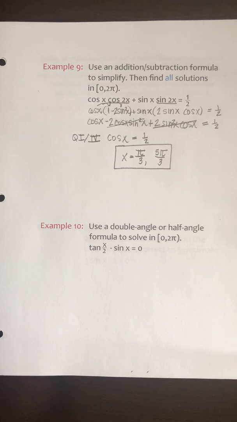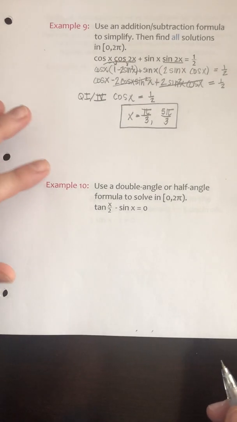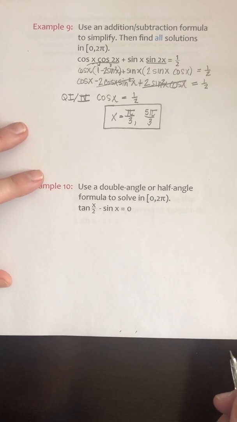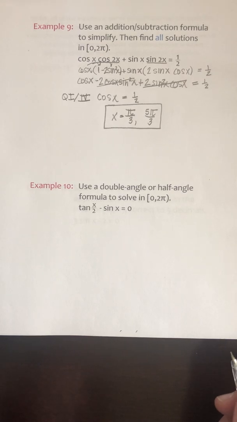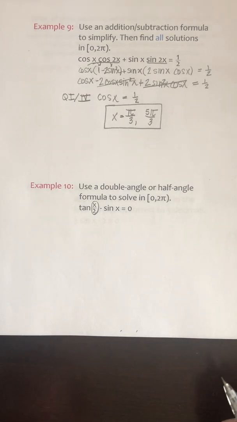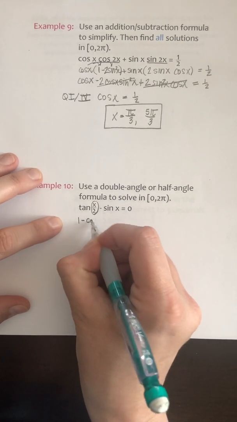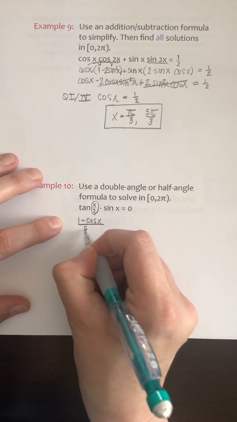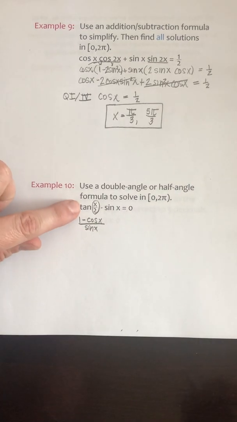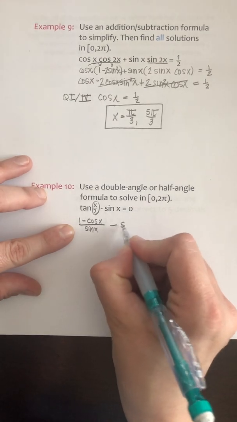All right, example 10 says to use a double angle or a half angle formula to solve. Again, we have a specific domain. We're only going to be going around the circle one time. So let's see. Well, clearly this is a half angle, so we need to go back to the half angle formulas. And for tangent, there are 2 different half angle formulas. I'm going to go with this one, 1 minus cosine x over sine x. So I'm taking tangent of x over 2. I'm replacing it with its half angle formula.